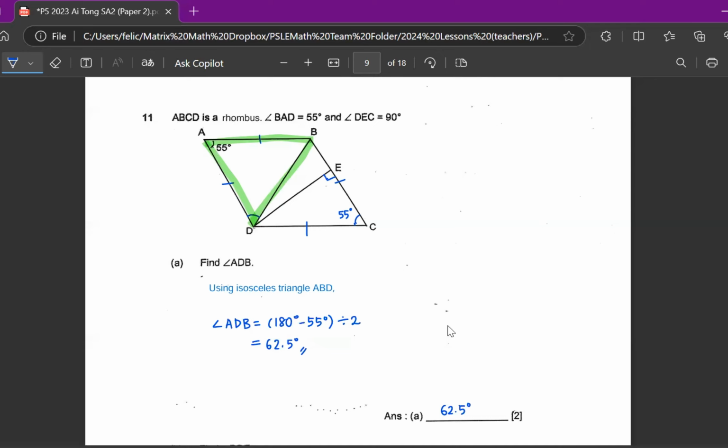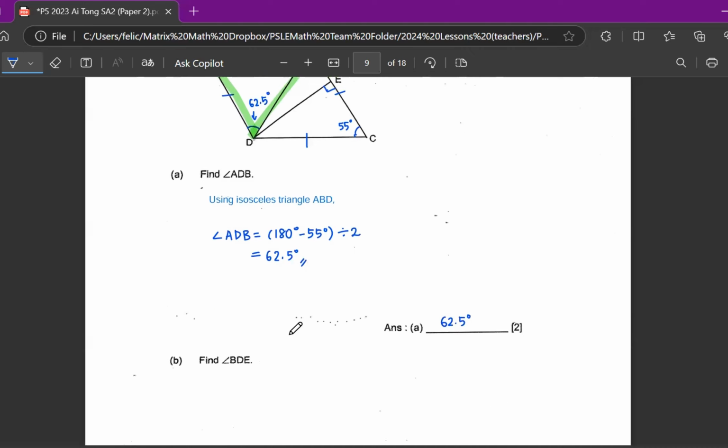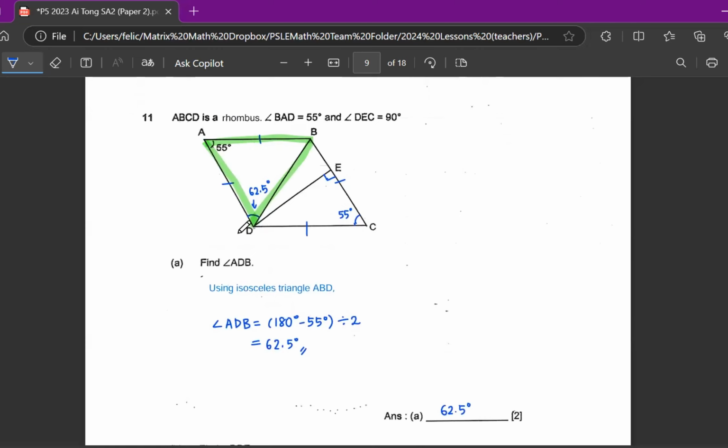All right. Now, whenever you find an angle, it'll be a good habit to annotate that down. So 62.5 degrees. Okay, let's see what's the next one. Find angle BDE. So BDE. That means you want this corner here. Now, to find this corner, there's no straight away shortcut to work out the angle.